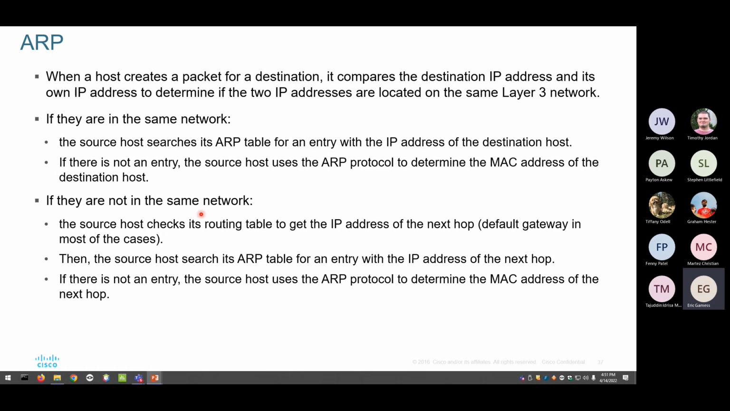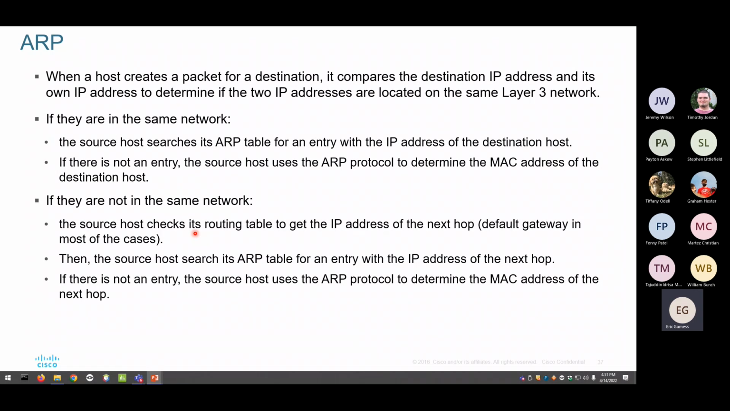Now, if the destination is not in my local area network, I will check my routing table, and the routing table will give me the IP address of the next hop. So if I know the MAC address of the next hop because I have an entry in my ARP table for that, I am done. I can send the packet to the next hop.